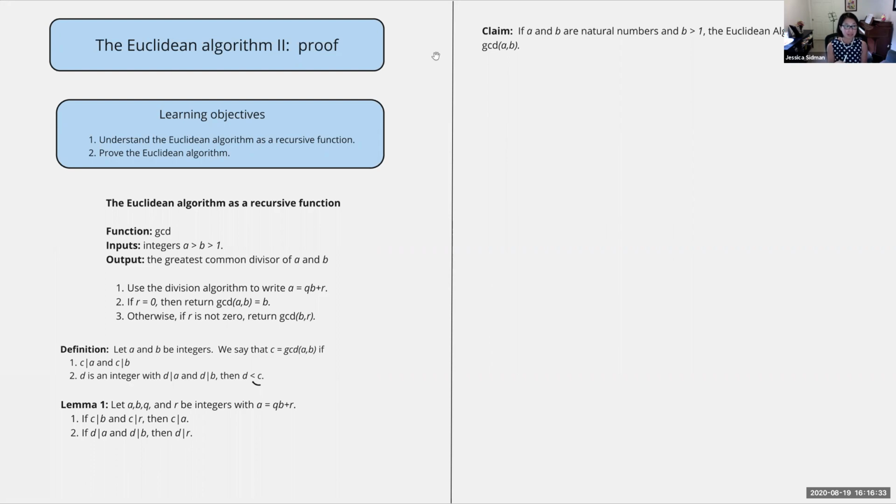So let's prove that this is correct. There are a couple of things I just wanted to have as ingredients to the proof. One is to recall the definition of the GCD. It's a common divisor, and it's the greatest common divisor, so it's bigger than any other common divisor. And two, I wanted to have this little lemma that we proved in class the other day: if I've written A as QB plus R, and C is a common divisor of B and R, it also has to be a divisor of A. Similarly, if D is a divisor of A and B, it has to be a divisor of R.